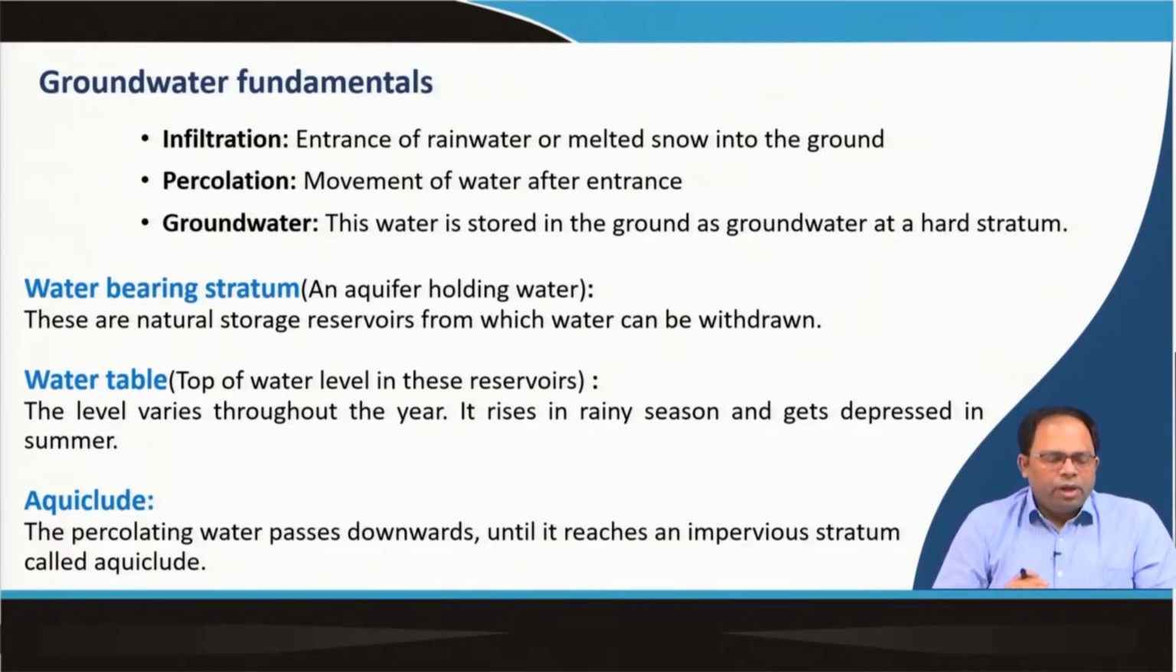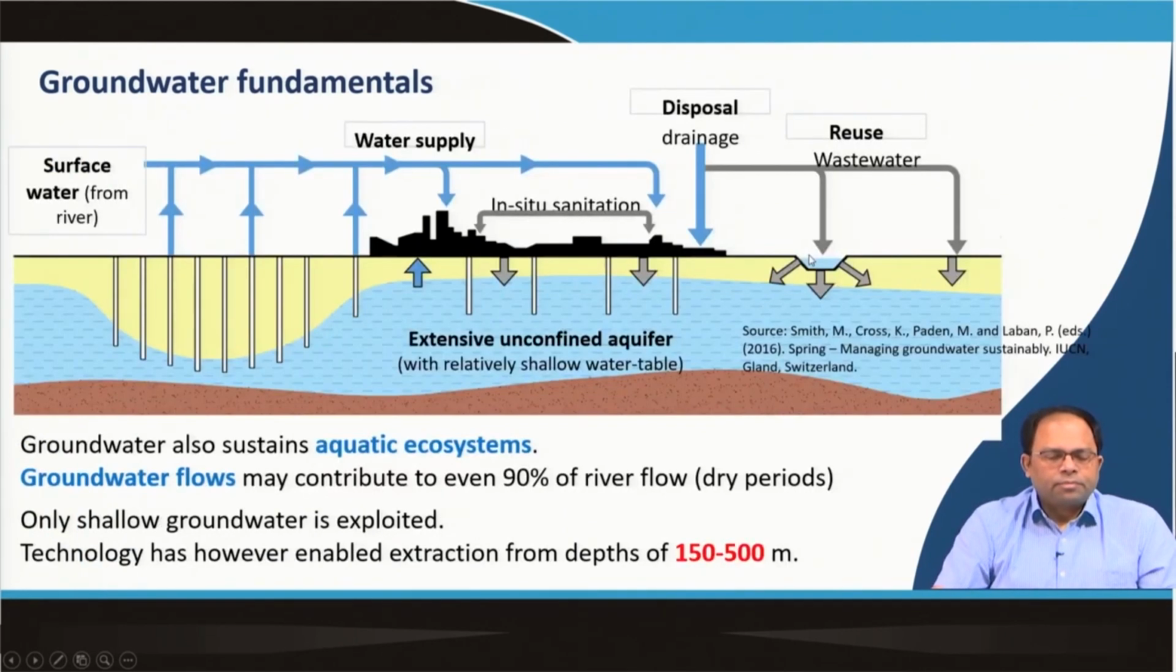Then we also have something called a water table, which is the top of the water level in these reservoirs, that means in these aquifers. The level varies throughout the year and it rises in the rainy season and gets depressed in summer. So, during the rainy season the water level goes up and in summer it goes down. And aquiclude is the impervious stratum at which the water is being stored. This is known as aquiclude.